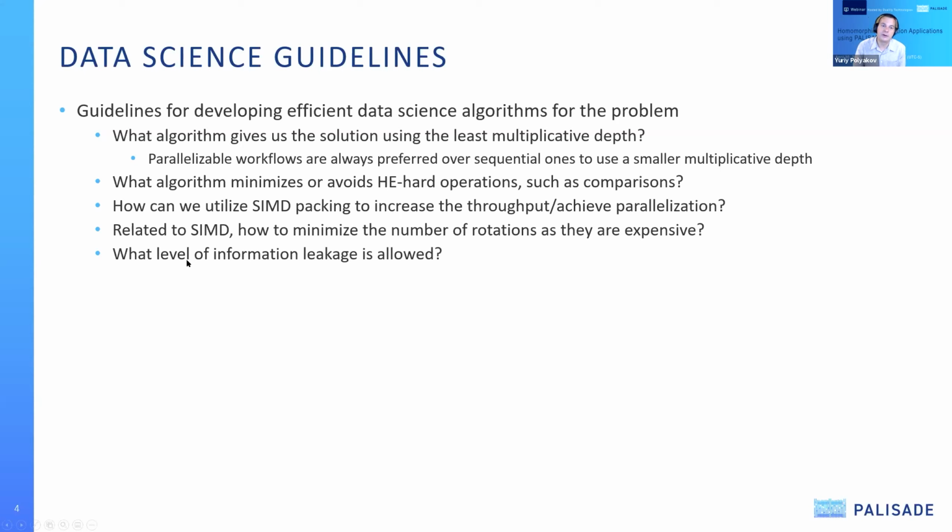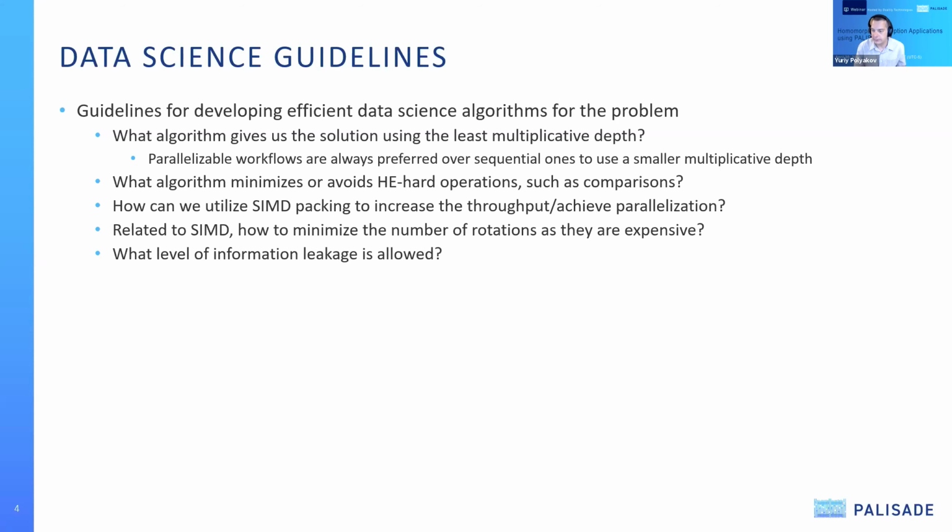So related to SIMD, for instance, another consideration is the operations. Since we're dealing with a vector, we need to introduce rotations, and rotations are typically relatively expensive. So we try to minimize the number of rotations. And in all this, there is another extra consideration about information leakage. So one approach is to do the full computation using homomorphic encryption. The other is to do, for example, some pre-processing and also some post-processing after the result is decrypted. And whether this is acceptable for a given application is certainly a question that should be considered.